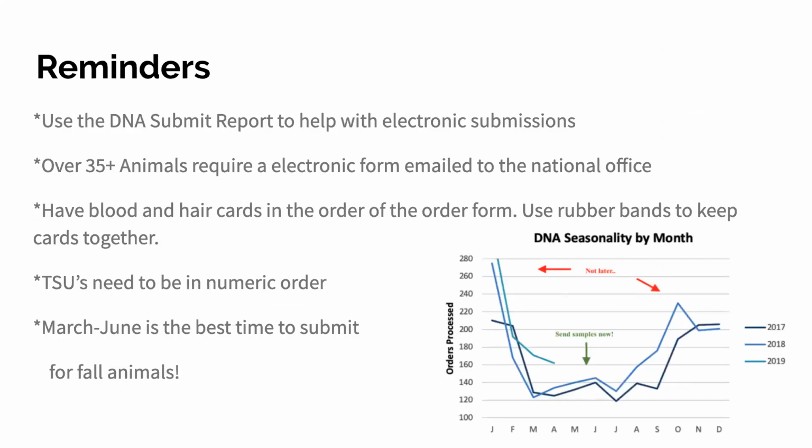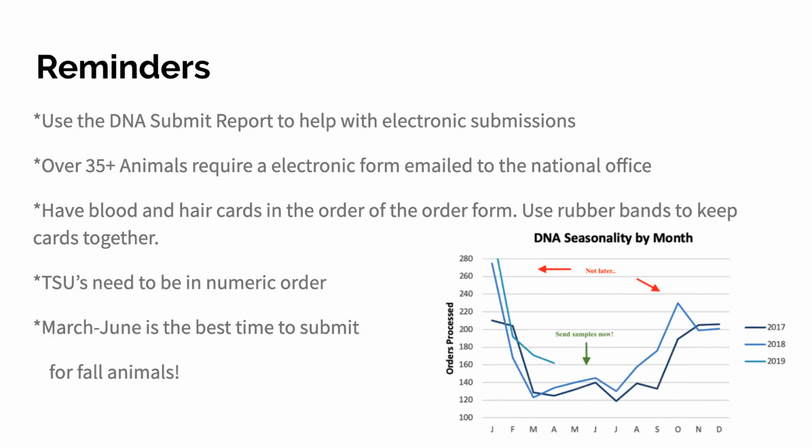So some quick reminders: use the DNA submit report to help you with electronic submissions. I will go over where to find that and how to pull that here in the next couple of slides. If you're submitting over 35 animals, you are required to send an electronic form to us. So all you need to do is fill out that form and email it over to us. You can also include a hard copy if you would like, but you are not required to, as long as you have your signature either on the electronic form or the paper form is fine.